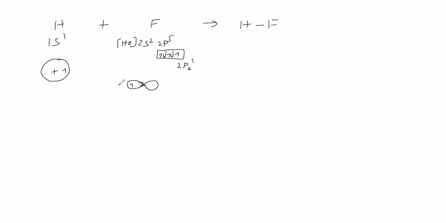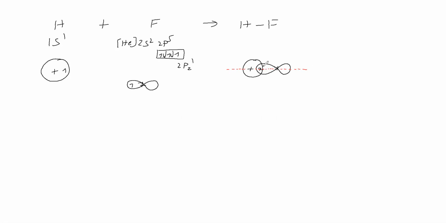Now these two come closer for overlapping. It is an s orbital for the hydrogen atom and a 2pz atomic orbital for the fluorine atom. Here is the nucleus, and here 2 electrons are there. Now we will see the internuclear axis. The internuclear axis passes through the center of this nucleus and through the center of that nucleus.